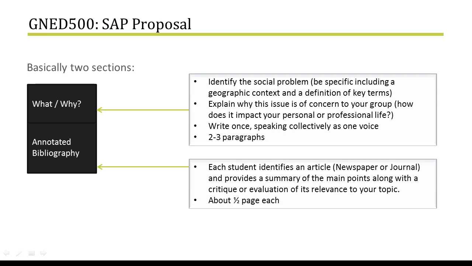The article could be from a newspaper, an academic journal, or, for example, a non-government organization report, research or otherwise. For this annotated bibliography, if a group has 6 members, there will be 6 different entries, each written by a different student.